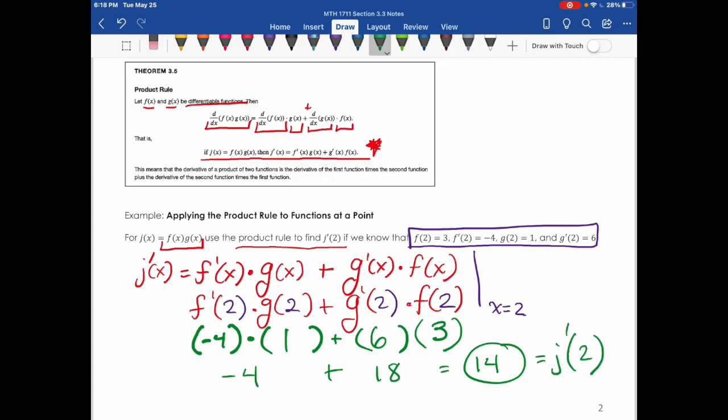So using the correct notation, I could write this, that 14 is equal to j prime of 2, or the derivative of j at 2.